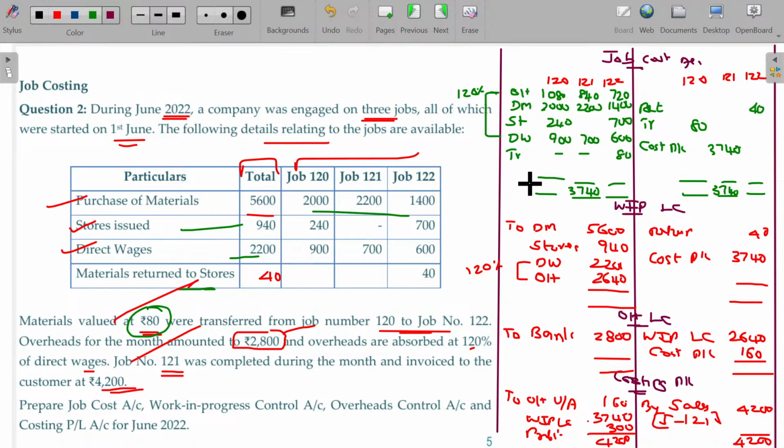For 120, 4220, you get the balance rupees 4140. Similarly 122, 3500. After subtracting 40, 3460. This will be the closing stock here, balance carried on. Those unfinished goods will be in the factory itself.